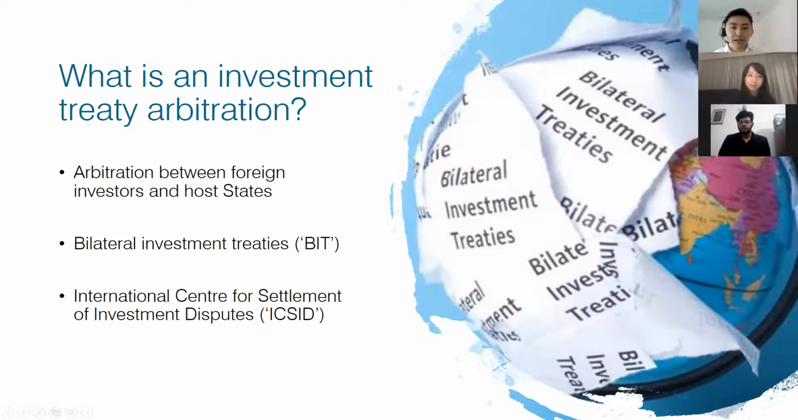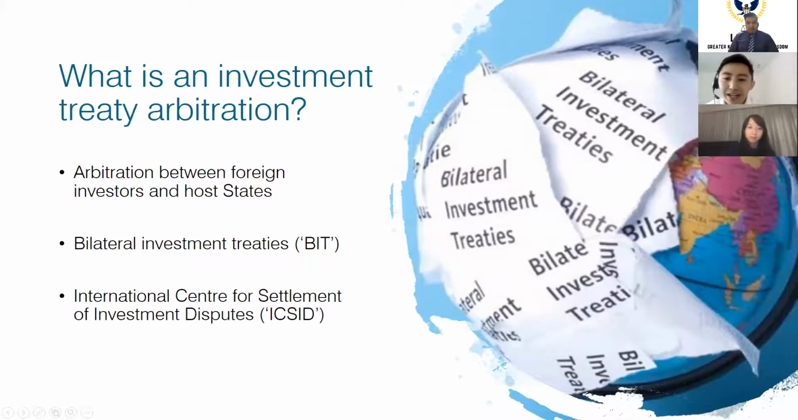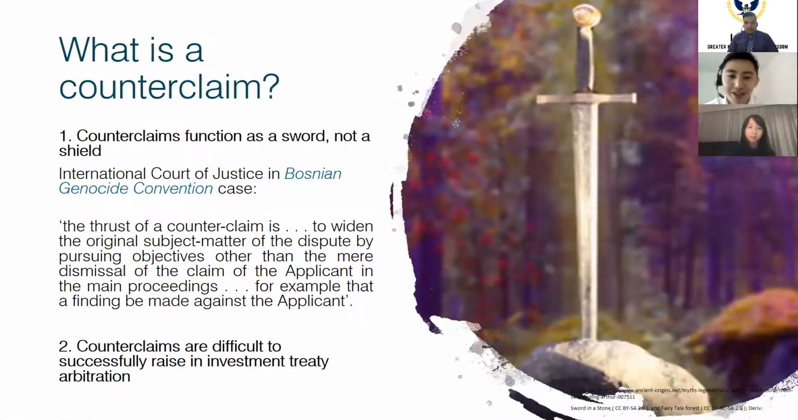So what is a counterclaim? On the right side, you'll see a picture of a sword stuck in a stone. There is quite a famous story about this. In Arthurian legend, there is a magical sword stuck in a stone. On the sword, there are words stating that only the rightful king can pull the sword out of the stone. Many noblemen have tried but failed, and only King Arthur eventually managed to pull the sword out.